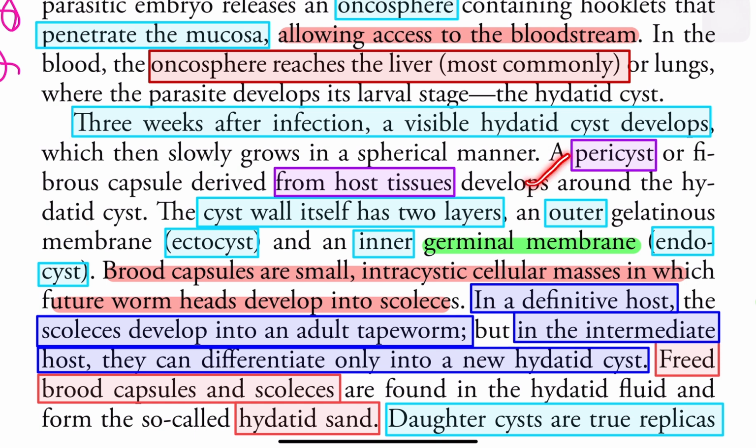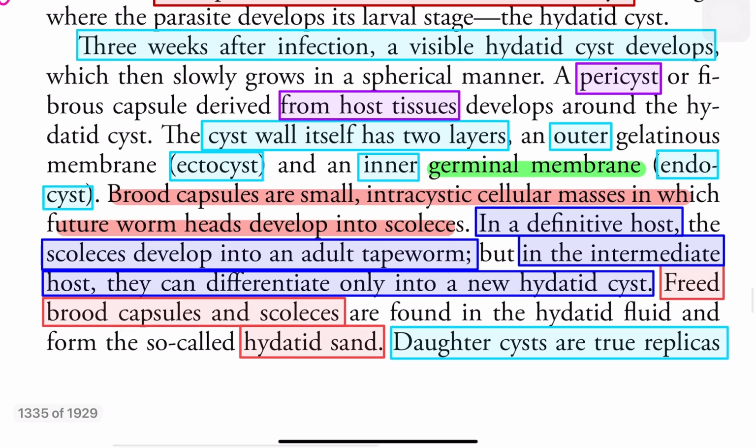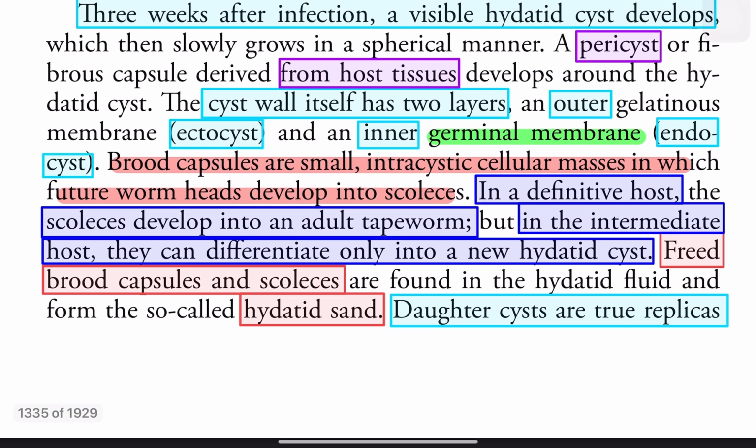That cyst is composed of 3 layers. The first one is the pericyst, which is derived from the host tissue. The cyst wall itself has 2 layers: the outer is the ectocyst and the inner is the endocyst, also known as the germinal membrane.